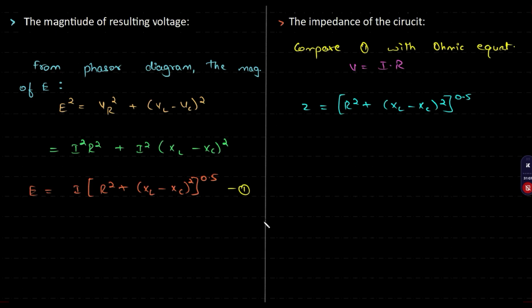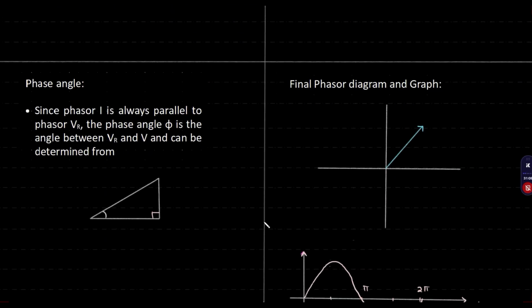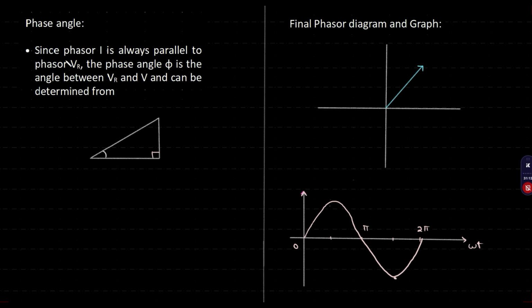Now, next we have to look at the phase angle. So how will we figure this out? This is also part of your derivation actually, but that is the next part. Now we know that your voltage VR and your VL minus VC have to be perpendicular to each other, and this is your E. So say this is your resulting vector.